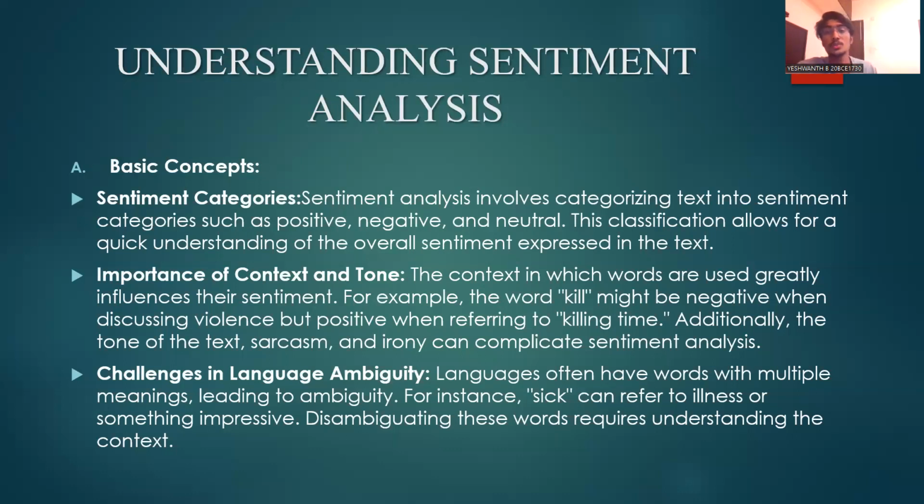The context in which words are used greatly influences their sentiment. So for example, the word kill might be negative when discussing violence, but positive when referring to killing time. So, for example, in chats, we will not be able to identify the exact tone that is said by the opposite user. So this is one of the examples of context and tone. Additionally, the tone of the text, the sarcasm and irony can complicate sentiment analysis. So as in the case of the texts that we send through WhatsApp, we can take that as an example.